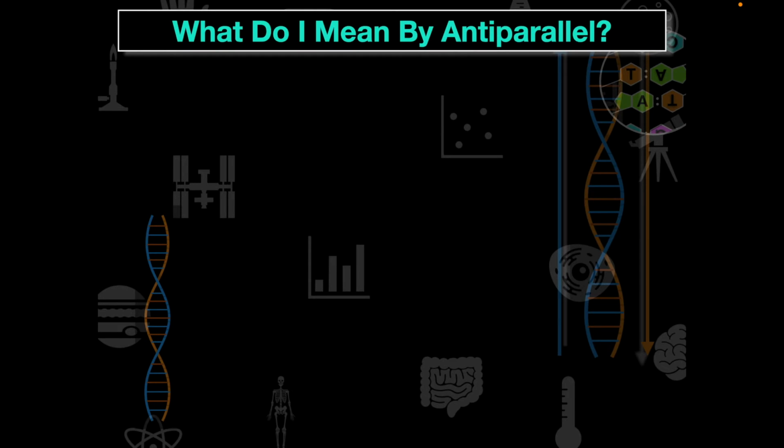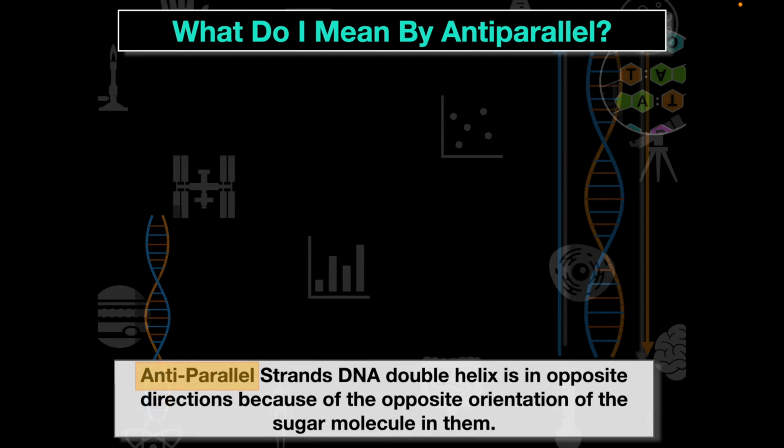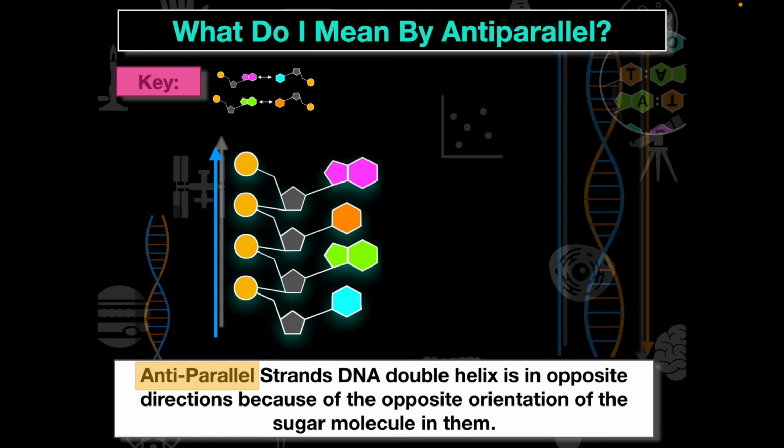Now, I want to make sure that we still emphasize the anti-parallel point here. What do I mean by anti-parallel? These are strands of DNA double helix running in opposite directions. So let's look at this. We know that G and C are going to bind together, and A and T are going to bind together. So if we look at the arrangement here, we have blue, green, orange, pink. Forget the A's and the T's and the G's and the C's right now.